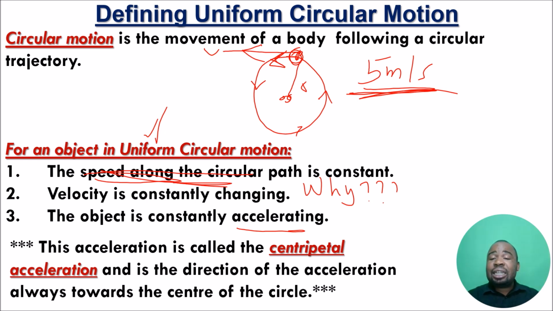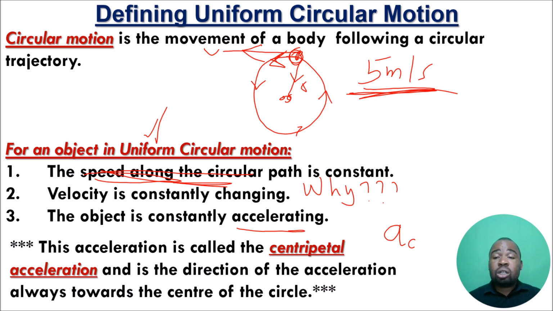Now, the acceleration has a specific name. It's called centripetal acceleration with a symbol a subscript c. It's called centripetal acceleration, and it's always acting towards the center of the circle. We shall explain why it's always acting towards the center of the circle.